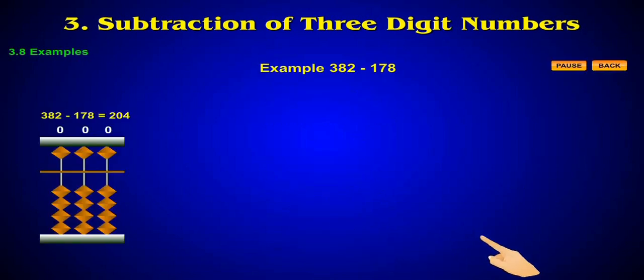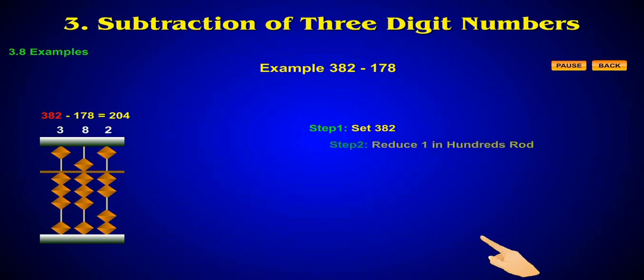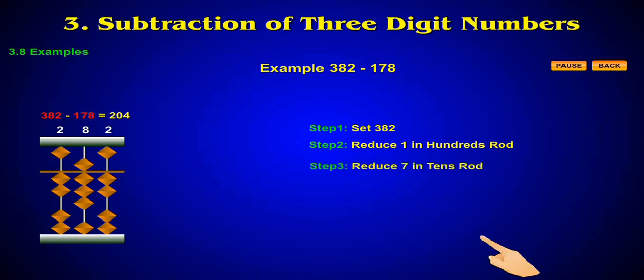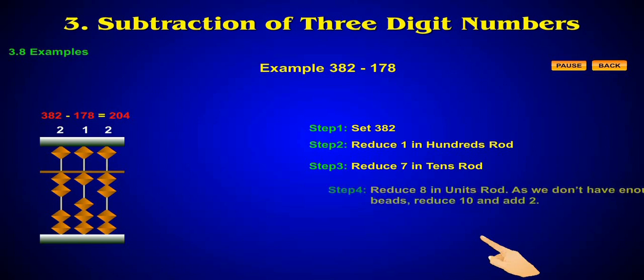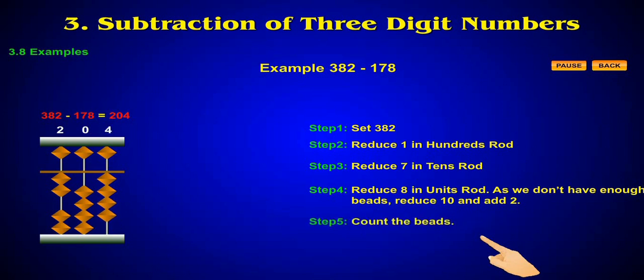Example: 382 minus 178. Step 1. Set 382. Step 2. Reduce 1 in hundreds rod. Step 3. Reduce 7 in tens rod. Step 4. Reduce 8 in units rod. As we don't have enough beads, reduce 10 and add 2. Step 5. Count the beads.